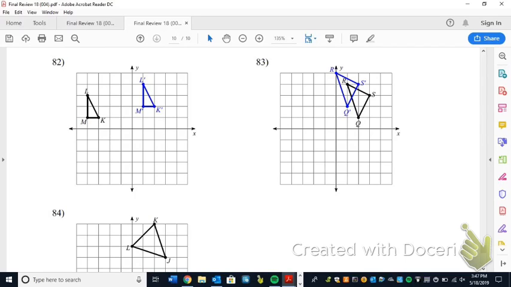So we then have this one. So again, we're going from the black triangle to the blue triangle. So that's back 1, up 1. So it's x minus 1, y plus 1.